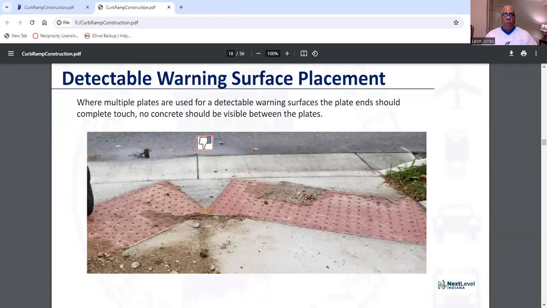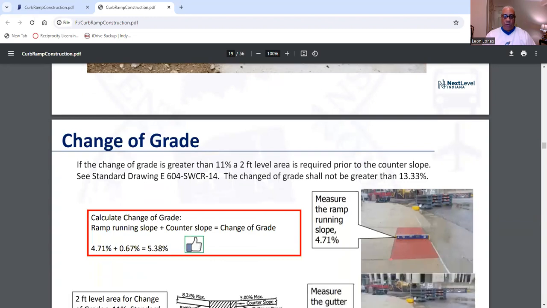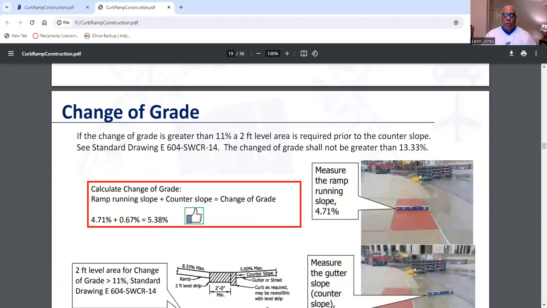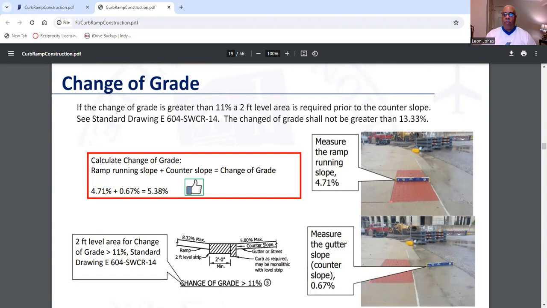And where multiple plates are used for a detectable warning surface, the blade ends should completely touch. No concrete should be visible between the plates. Change of grade: if the change of grade is greater than 11%, then a 2-foot level area is required prior to the counter slope. Again, see the standard drawings. Now, the change of grade should be no greater than 13.33%.